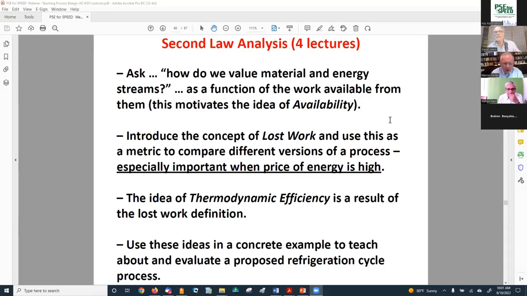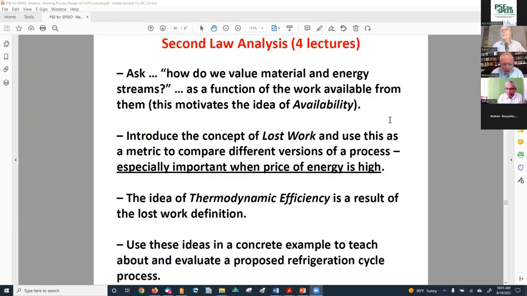Okay, so we introduce the concept of lost work and use this as a metric to compare different versions of a process. And this is especially important when the price of energy is high relative to the capital cost of the equipment. You can learn so much when the price of energy is high using these techniques. Keep that in mind.